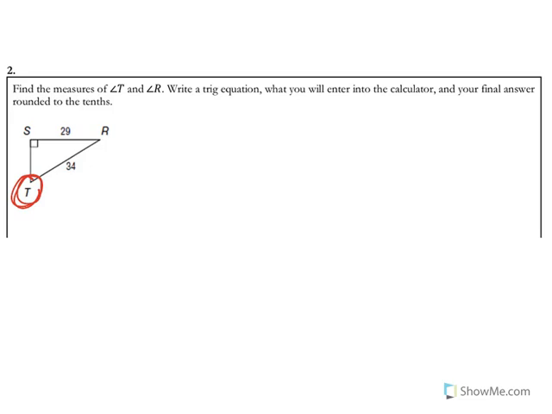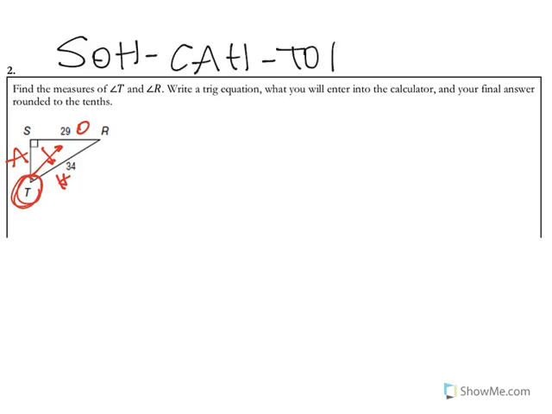Let's label my triangle. I've got hypotenuse right here, opposite right there, and adjacent next to T. Which sides do I have? Well, I have opposite and hypotenuse, so which trig function is that? Oh, Miss White, you forgot SOHCAHTOA. Write that at the top. Which trig function is that? Oh, it's sine.